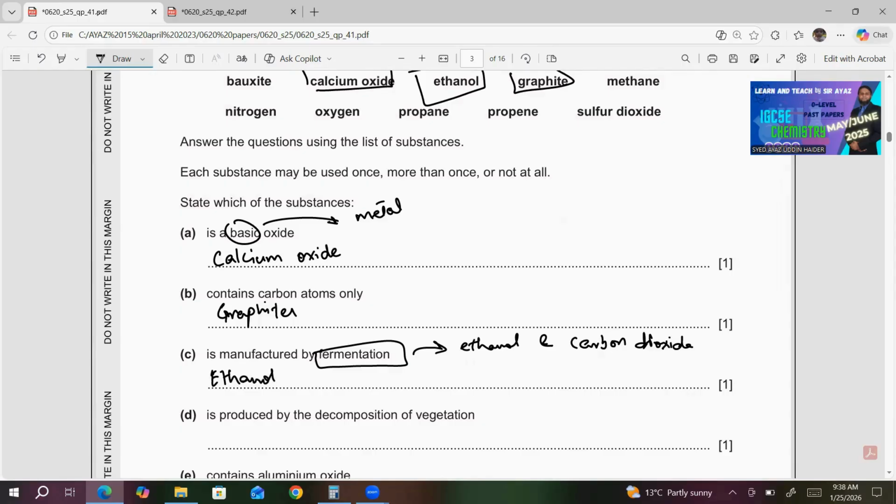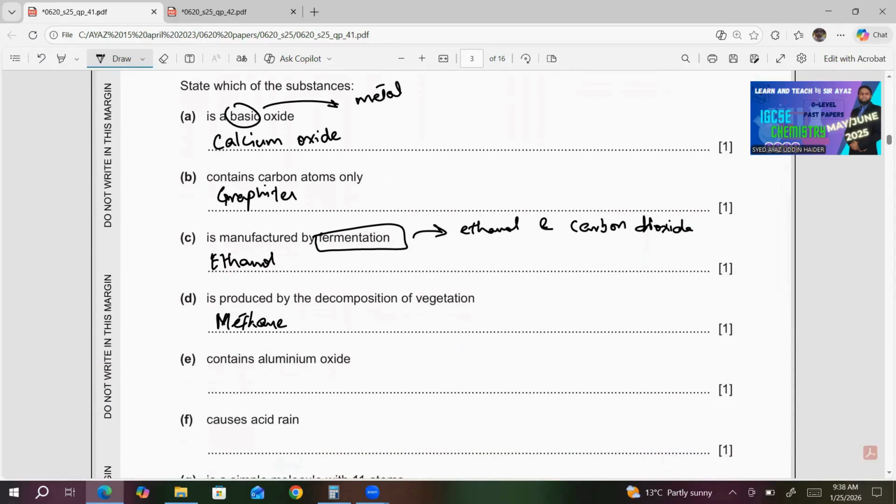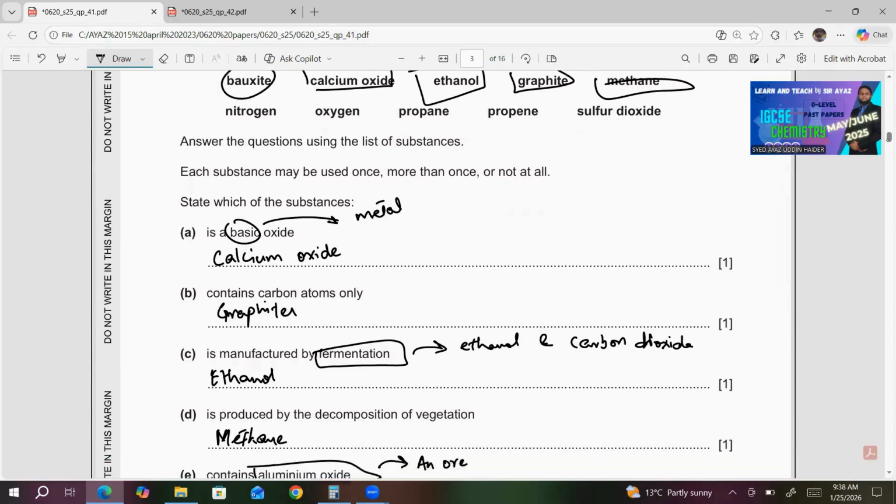D is produced by the decomposition of vegetation. During decomposition of vegetation, we will get carbon dioxide and methane. So I can see methane here. So I'm going to write methane. E contains aluminium oxide. Now they are definitely talking about an ore that's containing aluminium oxide. So if you look at the list, you'll find bauxite in the list, and bauxite is the one which contains aluminium oxide.